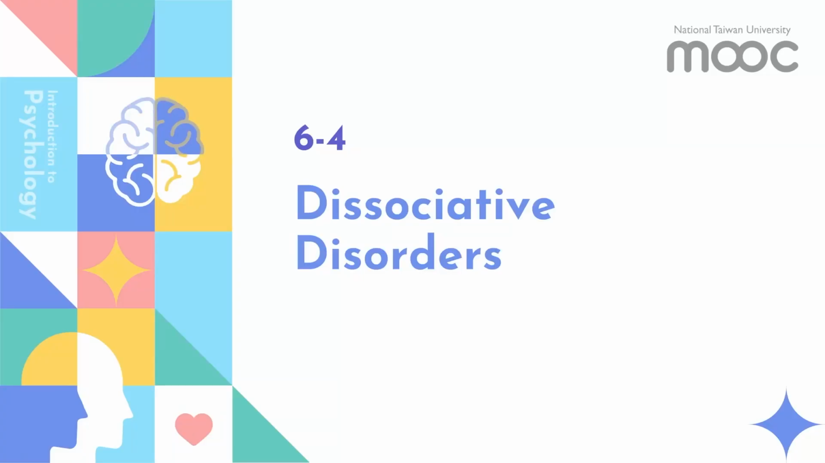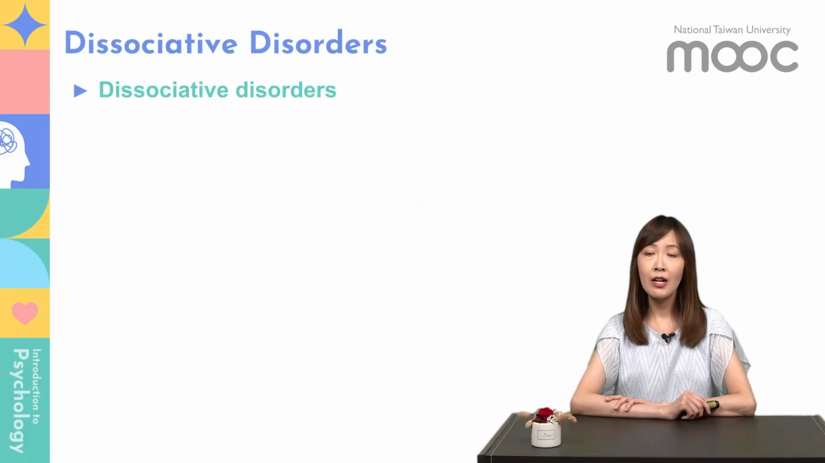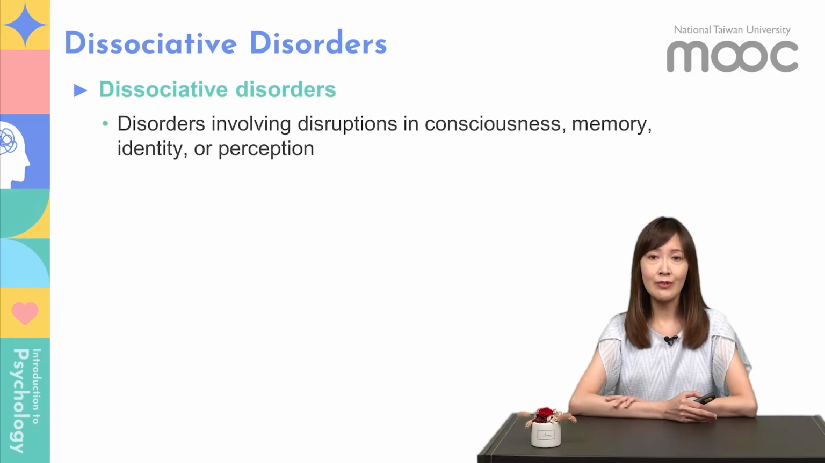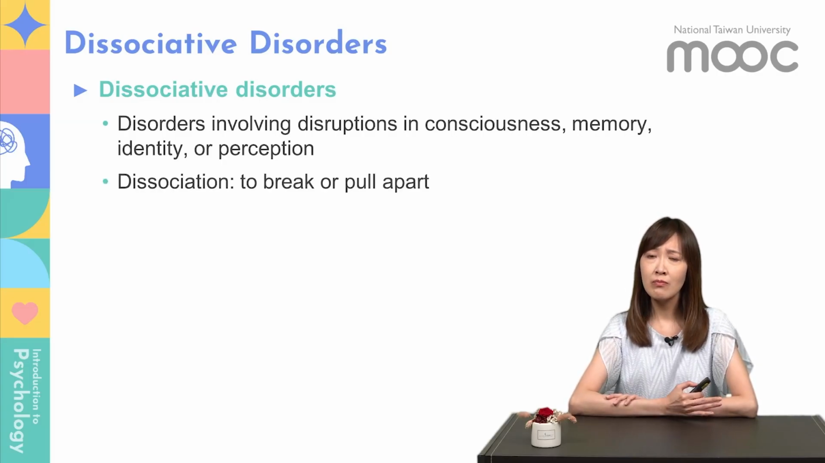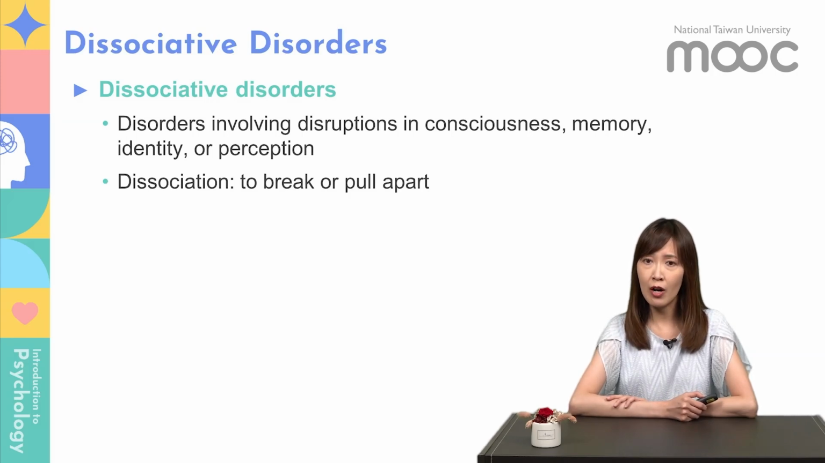The next category we're going to look at is dissociative disorders. What are the dissociative disorders? Dissociative disorders are the disorders that are related to the disruptions in our consciousness, our memories, our identity, or perceptions. And so dissociation means to break or to pull apart. And dissociative disorder means that we break or pull apart our memories or identities.